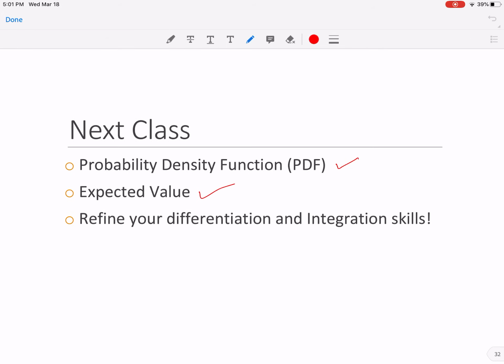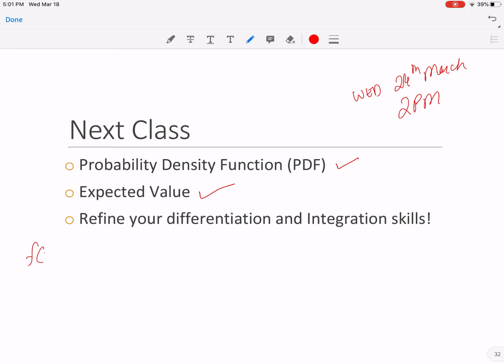For Wednesday, 24th March, by 2 p.m. on Canvas, you will upload your pencil and paper work for the following problems. So just solve some of these problems that I'm going to give you next using pencil and paper. Take a nice picture of it and just upload it on Canvas. And here's what you're going to do.